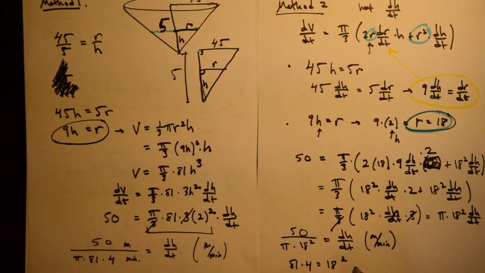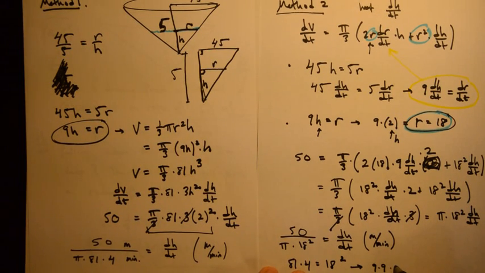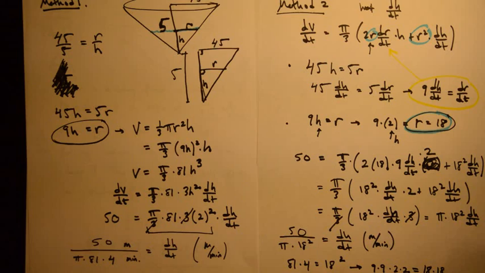So we can use a little bit of knowledge of algebra and put this into factors. 81 is 9 times 9, and 4 is 2 times 2, and this is equal to 18 squared, which is 18 times 18, and this is 9 times 2, and this is 9 times 2.